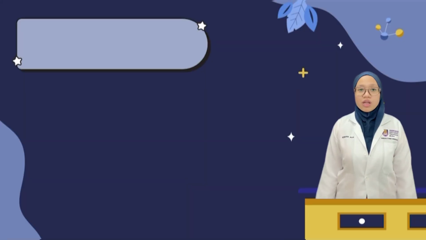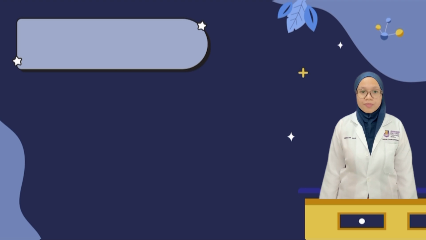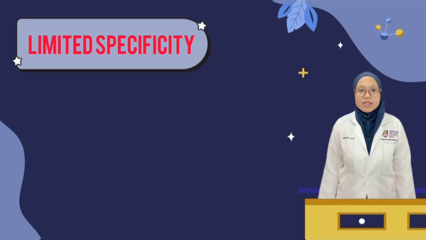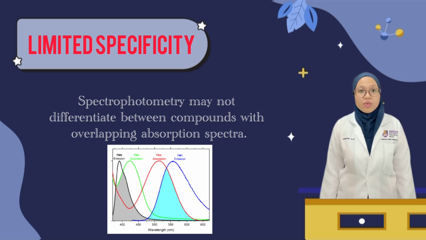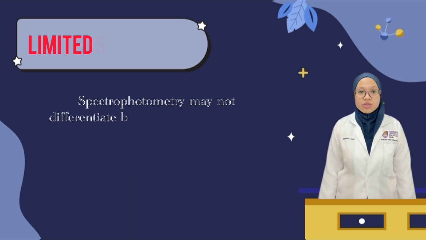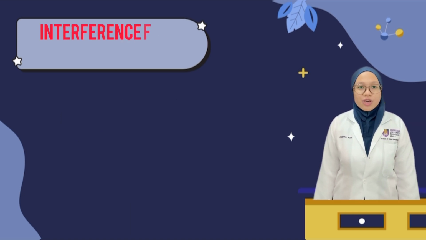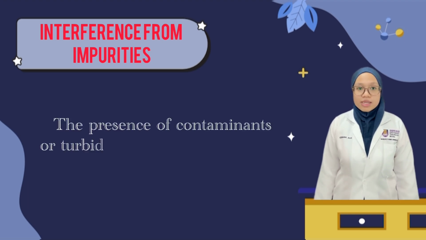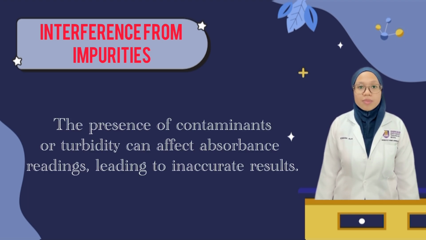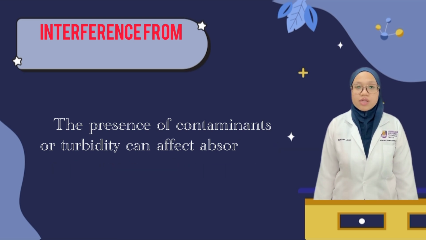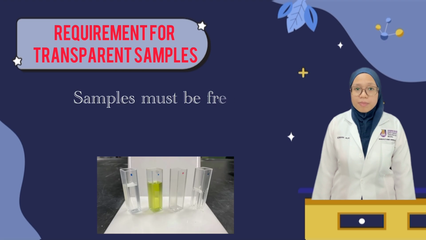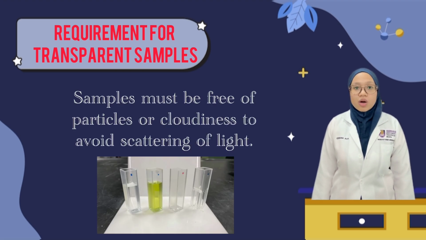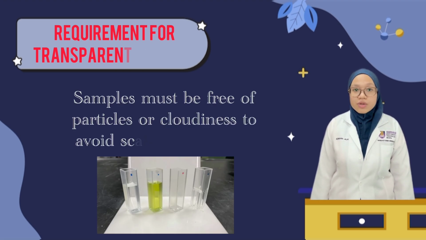The limitation of spectrophotometry. First, limited specificity. Spectrophotometry may not differentiate between compounds with overlapping absorption spectra. Second, interference from impurities. The presence of contaminants or turbidity can affect absorbance reading, leading to inaccurate results. Third, requirement for transparent samples. Sample must be free of particle or cloudiness to avoid scattering of light.